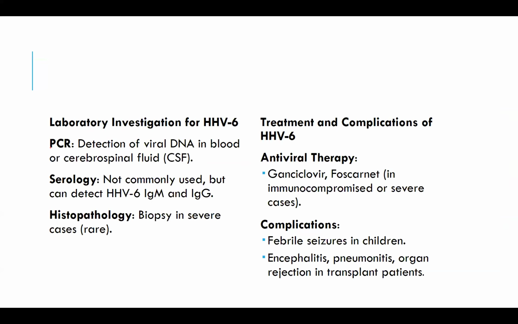Still in the laboratory investigation, we can do a PCR, we can do serology, where we do IgG and IgM, and then histology for severe cases, though this is not done routinely. And in terms of treatment, we can use foscarnet. I think it's one that is common here. I've not seen ganciclovir here, but you can use foscarnet. And in case the child has febrile seizures, then you give an anticonvulsant, you give an antipyretic to manage the temperatures, and then you give supportive treatment.